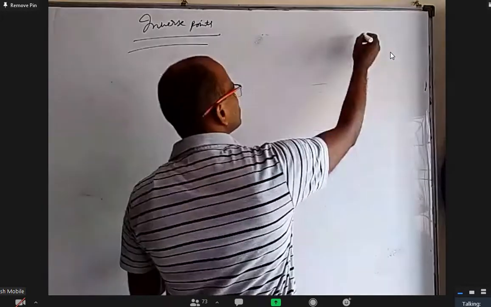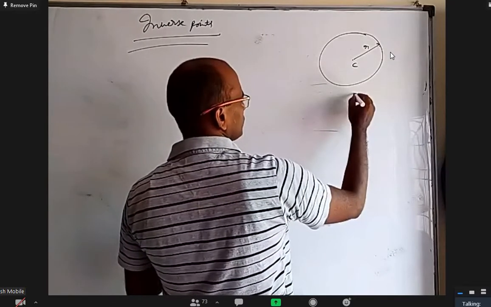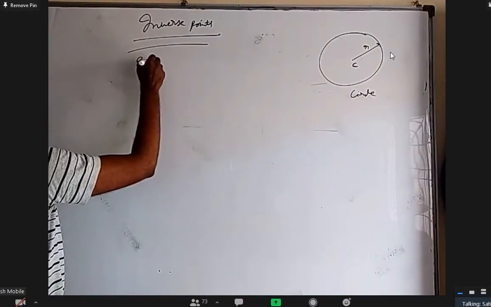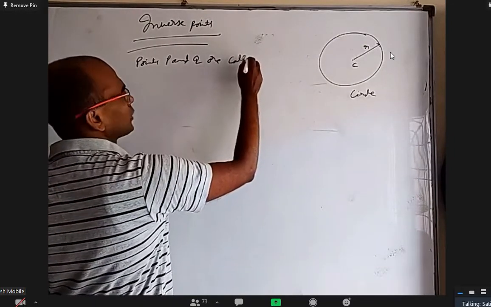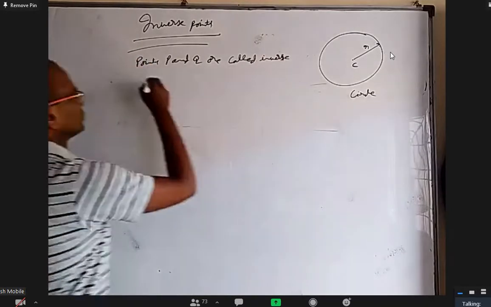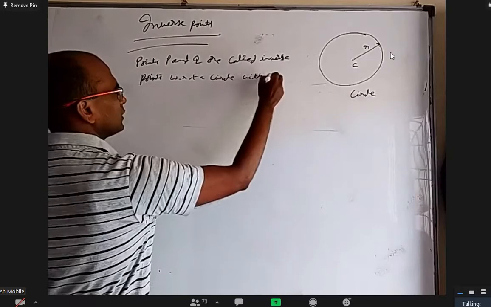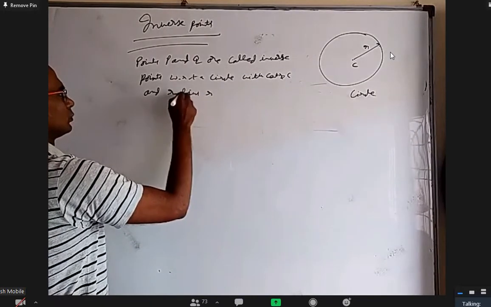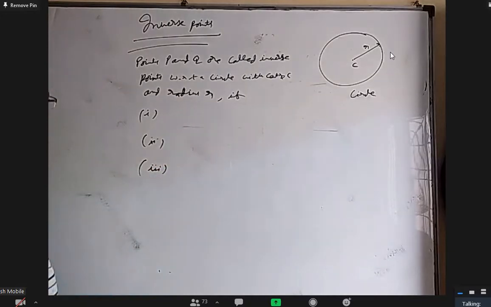Two points are called inverse points if they satisfy three conditions. Okay, let's say this is a circle with center C and radius R. Points P and Q are called inverse points with respect to a circle with center C and radius R if they satisfy three conditions.